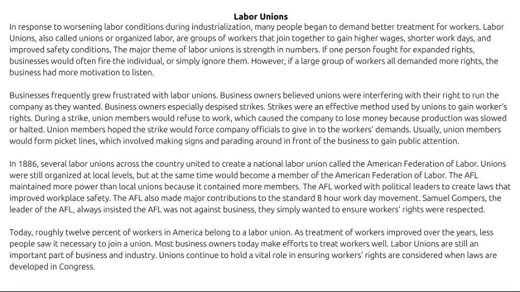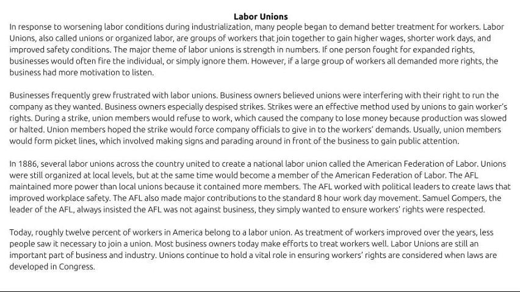Labor unions. In response to worsening labor conditions during industrialization, many people began to demand better treatment for workers. Labor unions, also called unions or organized labor, were groups of people that joined together to gain higher wages, shorter work days, and improved safety conditions. The major theme of labor unions is strength in numbers.